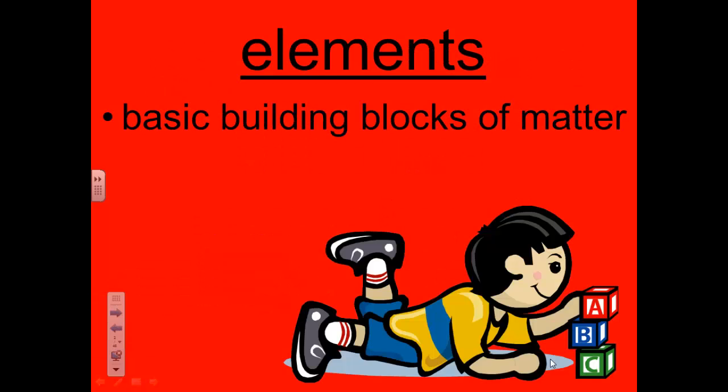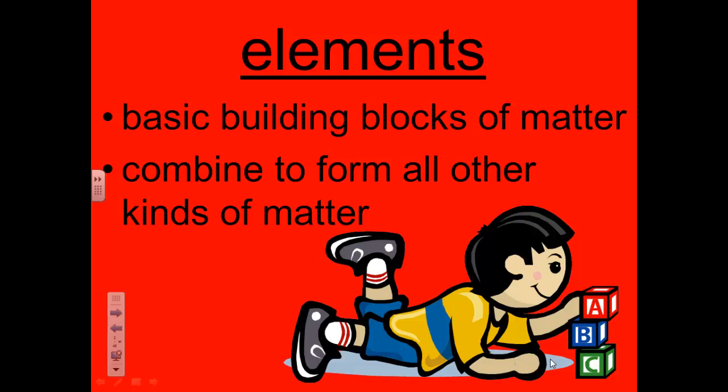Elements. There are more than 100 basic kinds of matter called elements. Elements are the basic building blocks of matter. Elements combine to make up all other kinds of matter, and elements cannot be broken into smaller pieces with ordinary physical or chemical processes.